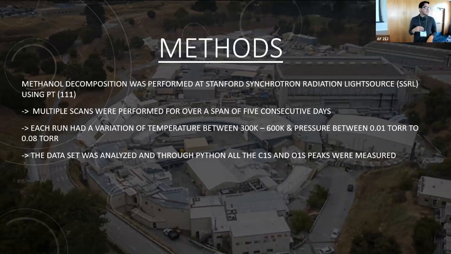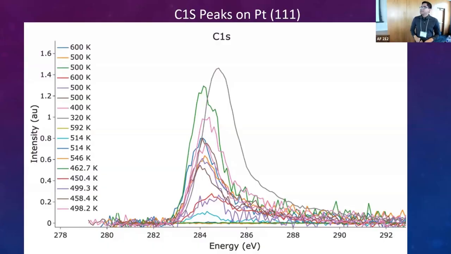Once the data was collected, it was all put through Python, and we were able to analyze the carbon 1s peaks and oxygen 1s peaks. So this was the raw data. It looks pretty intense, but I'll go into a little more detail. If you look to the left, that's the intensity, which is relative to the carbon and oxygen collected on the surface. Those are the data sets for the different days of the week that the data was collected for all the scans. Those are the exact temperatures that were used, and at the bottom you see all the binding energies.